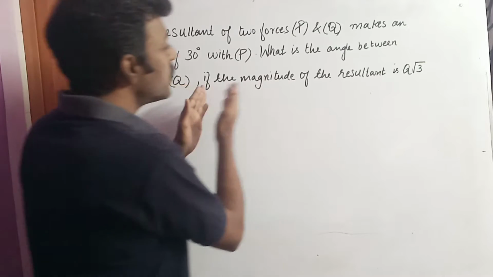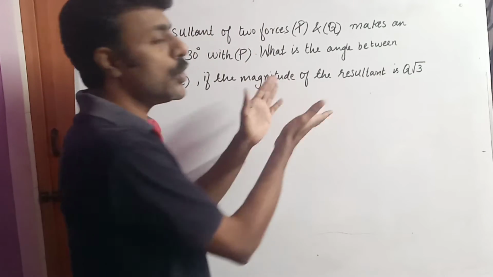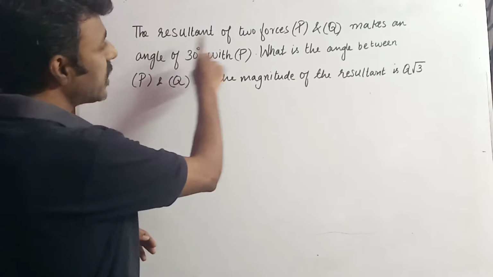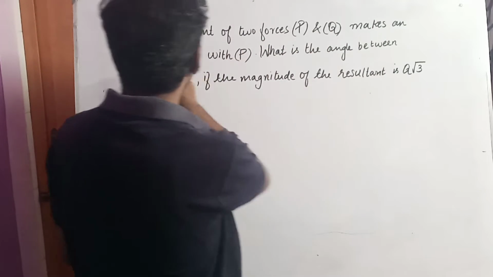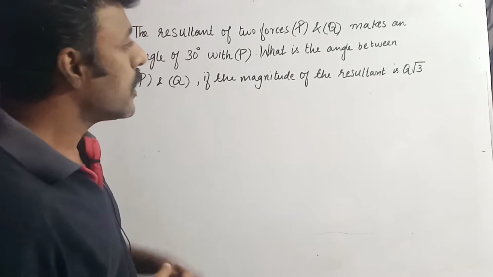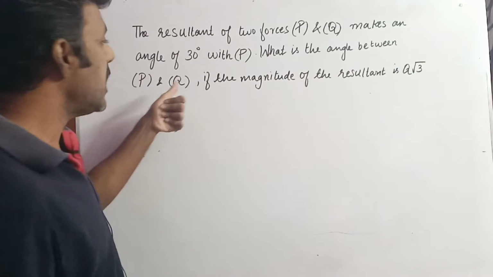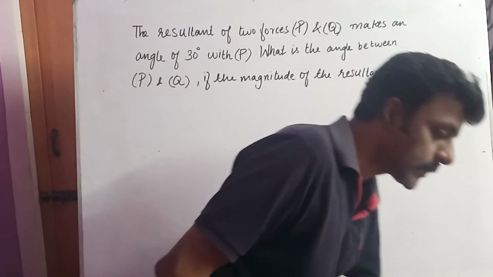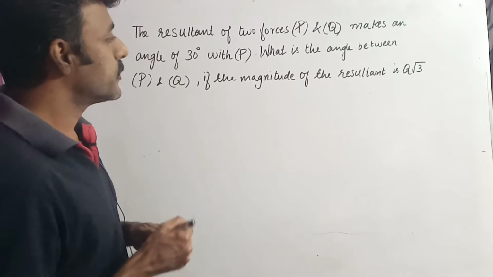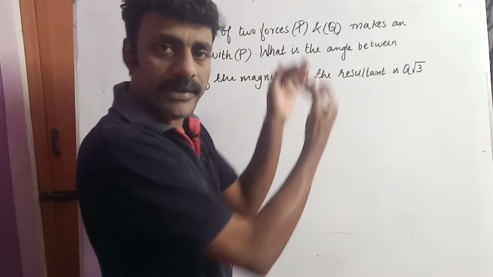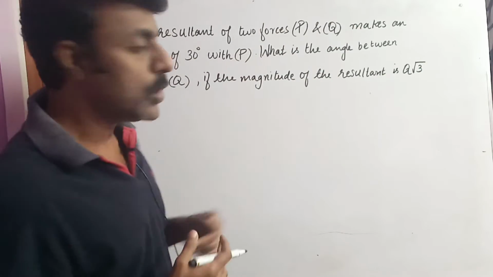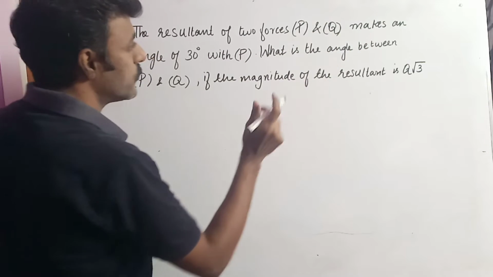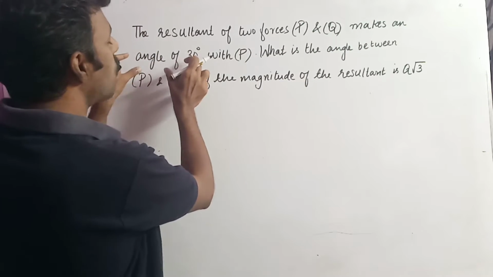Okay, so if the magnitude of the resultant, they have given the value of the resultant, that is nothing but Q into root 3. Okay, so the resultant of two forces P and Q makes an angle of 30 degree with P. What is the angle between P and Q if the magnitude of the resultant is Q into root 3? See, what I'm going to do is, let's extract the data that is being given in this problem. Okay, so first thing is, they are talking about two different forces. Fine. And the angle formed is 30 degree.